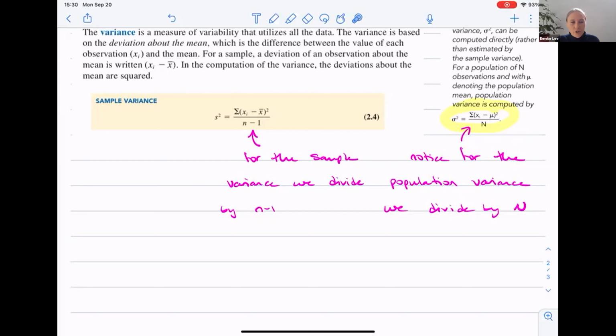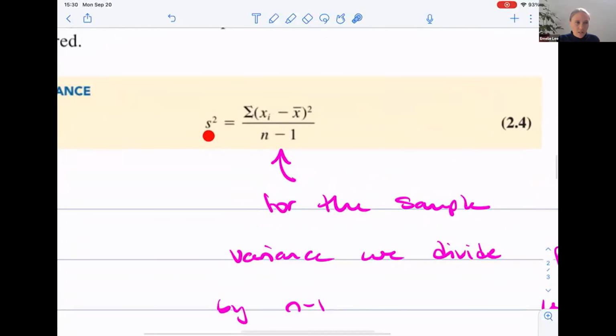One other tricky thing about the variance, notice that it's s squared. Okay. The tricky part is that the units for the variance are squared, which makes them really hard to interpret. So if X is in dollars, for example, then the variance is going to be in dollars squared. And that's hard for us to think about. And so that's why we tend to use the standard deviation instead.